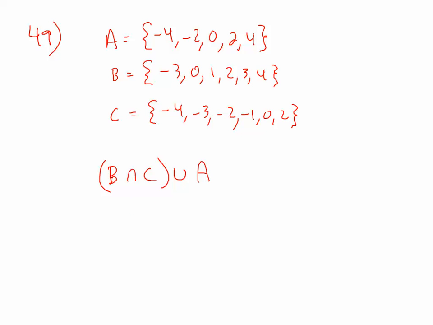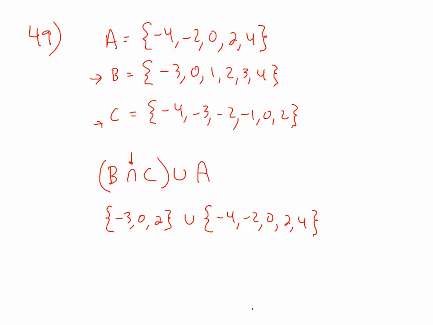So B and C, remember this is intersection. So what do B and C have in common? -3, is that right? -3, 0, and 2. We good? So -3, 0, and 2. Union with A, and we can set this up just in terms of sets only.